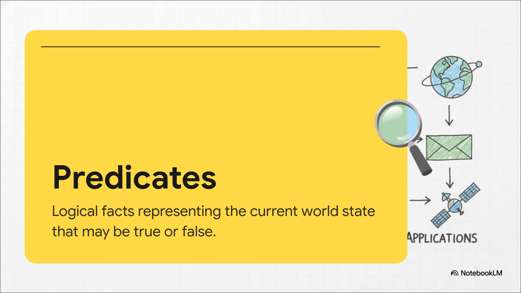To solve this, the AI has to somehow see the world, and it does that using something called predicates. Now, don't let the fancy word fool you. A predicate is simply a logical fact that's either true or false. For example, if block A is sitting on the table, the predicate is just on table A. If there's nothing sitting on top of block B, the predicate is clear B. The collection of all these true predicates, that's literally how the machine understands the current state of its environment.